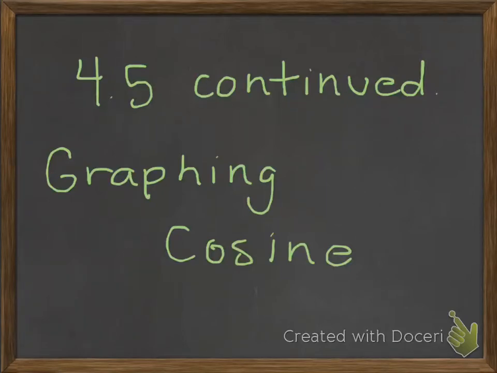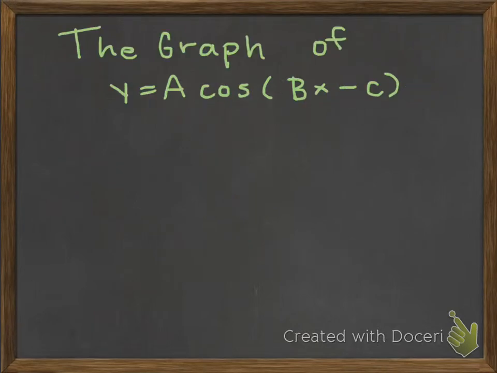Today we're moving on in section 4.5, and the focus is going to be on graphing cosine instead of the sine wave. So we're going to start by talking about the general process to obtaining the cosine graph. You're going to notice that the process is almost identical to finding the sine information. The only thing that is different is the actual creation of the graph.